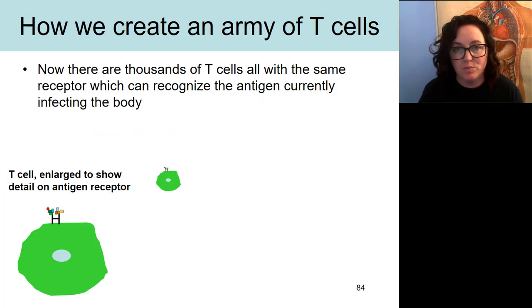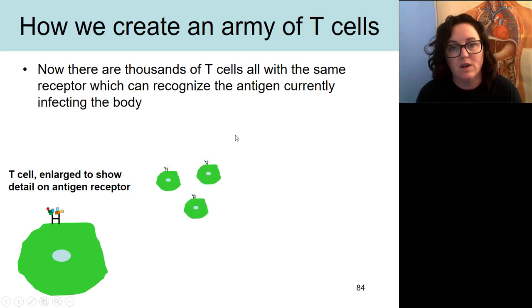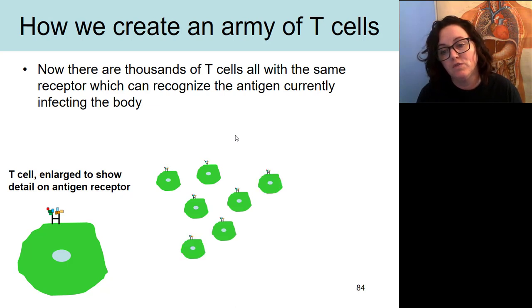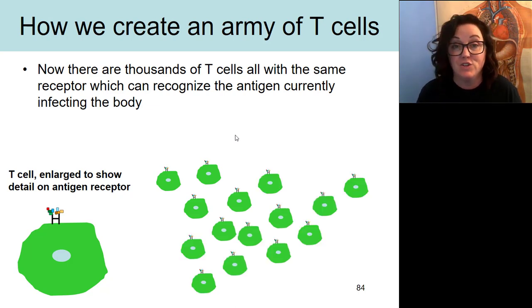So to kind of look at this process in a more pictorial format, right? Here's our T cell. Here's the fancy specific receptor on its surface. This is enlarged. This is smaller. It clones once. Now we have two, but then those two clone and we get four. Those four clone and we get eight. And you can see how we can very quickly create this very large army of T cells. Thousands and thousands of T cells, all with the same receptor that can recognize the antigen currently infecting the body.